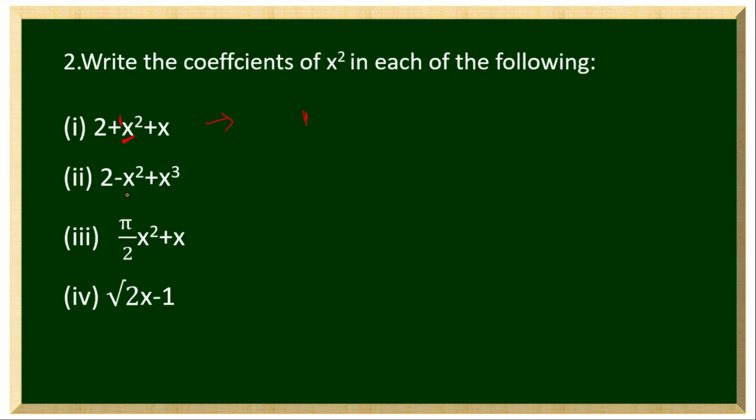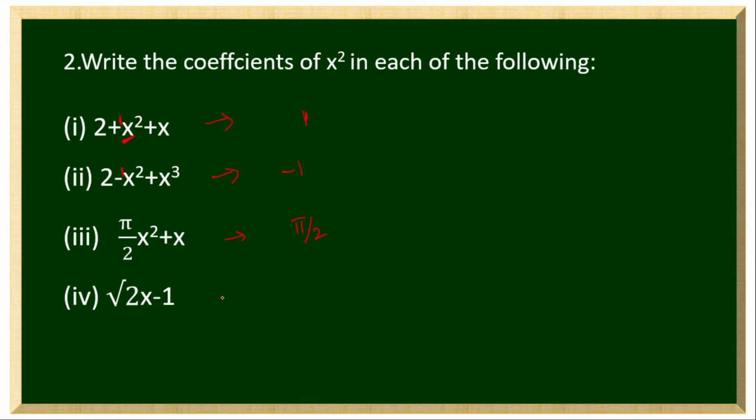Here in the second one we have 2 minus x square plus x cube. Here 2 is a constant, and the coefficient of x square is asked. Nothing is there means 1, but what is the sign for x square here? Minus. So minus 1 is the coefficient of x square. Here in the third one, pi by 2 x square plus x. The coefficient of x square is pi by 2.